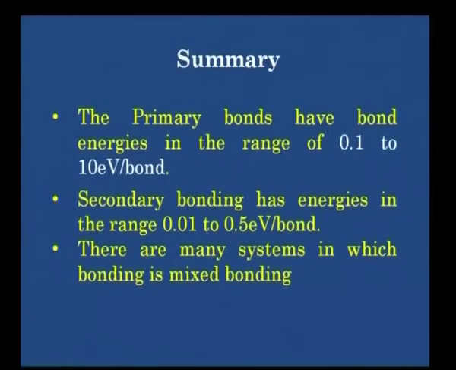Let me now summarize what we have learned so far from today's talk. The primary bonds have bond energies varying from 0.1 to 10 electron volt per bond, whereas the secondary bondings have the bonding energy varying from 0.01 to 0.5 electron volt per bond. There are many systems which I have shown, they have mixed bonding, right. Thank you.